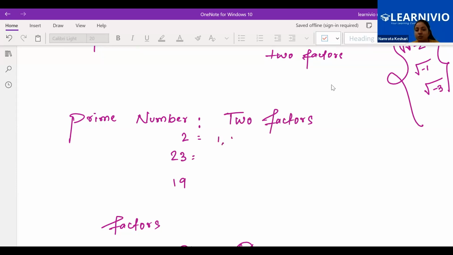1 and 2. These two numbers can divide 2 only. 23, only 1 can divide 23, and 23 itself can divide 23. Similarly 19, 1 can divide 19 completely, and the number itself, 19, can divide 19 completely. So these are called prime numbers.